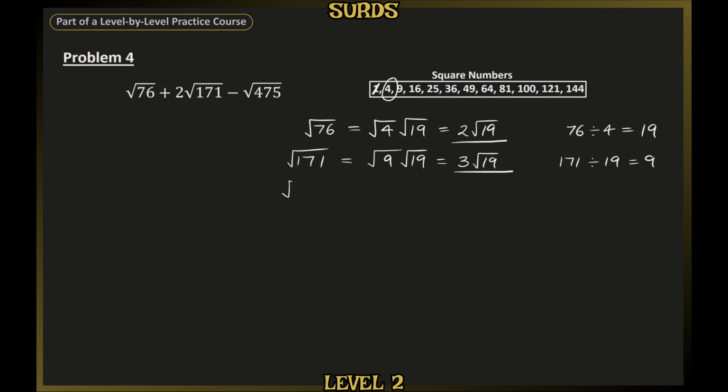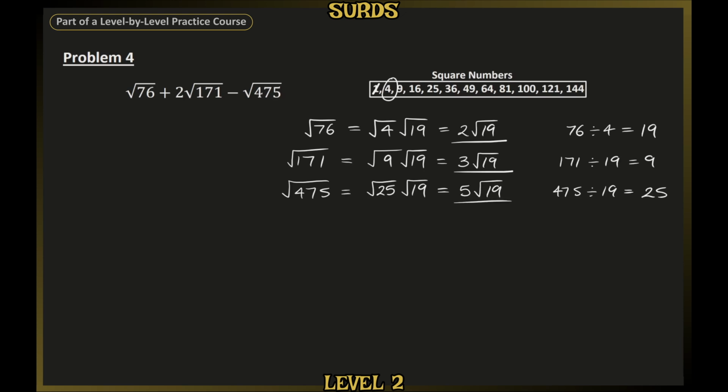Finally, we can look at the square root of 475, and we can use a very similar method to what we used a moment ago. So we know that we need the square root of 19 here and another surd here. So we can take 475, divide that by 19, and that gives us 25. So the square root of 475 can be written as root 25 times root 19. And because the square root of 25 is 5, this becomes 5 root 19.